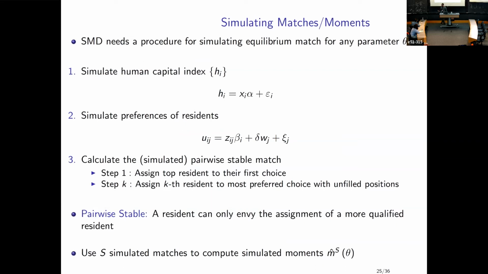So, simulated minimum distance. I need to figure out how to simulate the match. That's pretty easy. I take a parameter alpha, take parameters delta, something that governs the distribution of beta, and I go to Whitney's toolbox. I draw the unobservables, and I simulate the pairwise stable match, having the top resident pick the program that they want, subtract one from the number of seats of that program, move on to the second resident, and so on, and I simulate a match.